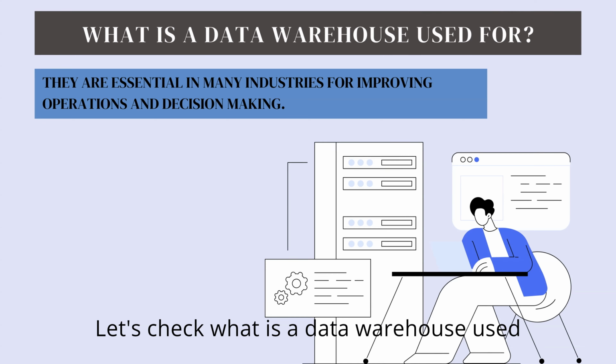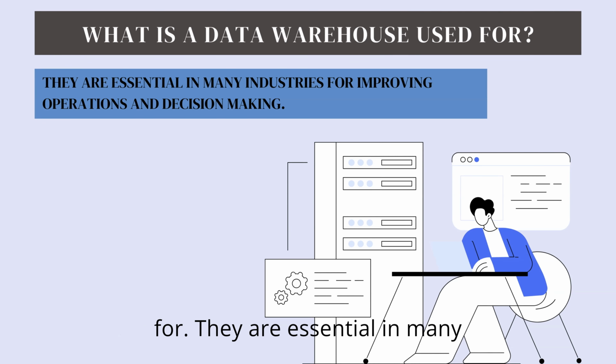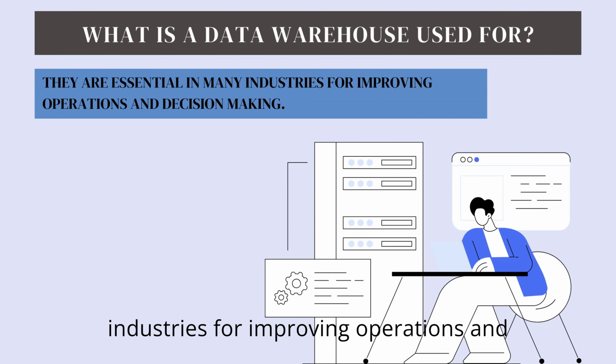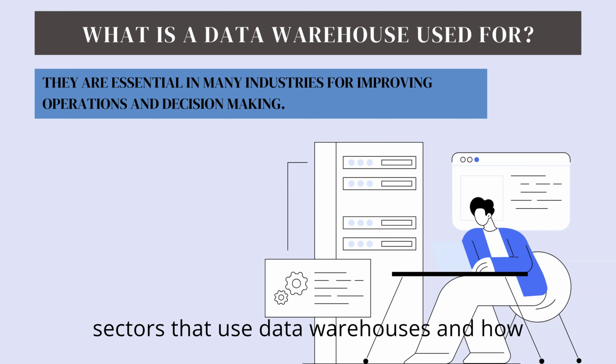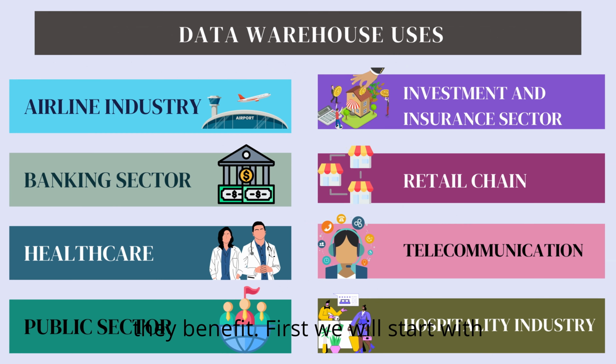Let's check what a data warehouse is used for. They are essential in many industries for improving operations and decision-making. Here are some common sectors that use data warehouses and how they benefit. First, we will start with the airline industry. It manages flight routes and scheduling. It analyzes frequent flyer programs. It also helps in crew assignment and management, and it also helps in performance analysis and resource management.